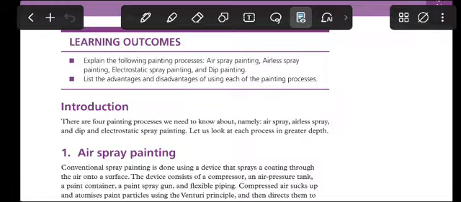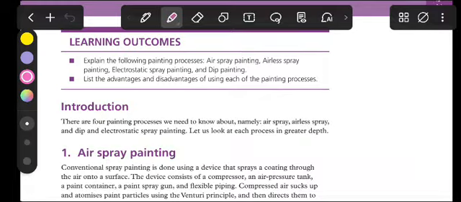In this learning outcome, explain the following painting processes. You must explain air spray painting, airless spray painting, electrostatic spraying, dipping. List the advantages and disadvantages in using painting processes. They love these things. Okay, let us check now.